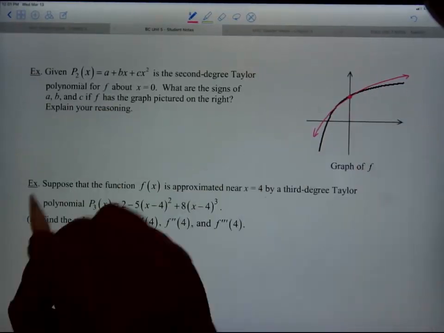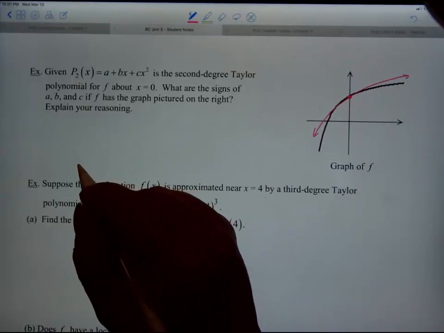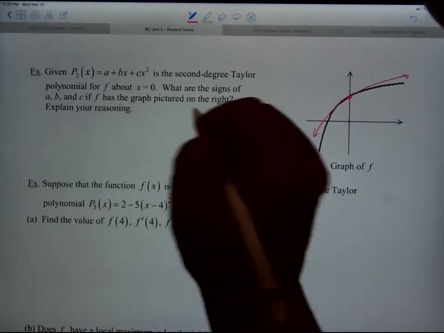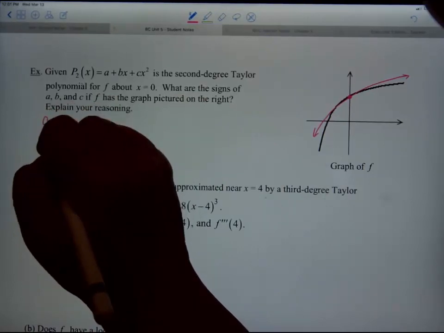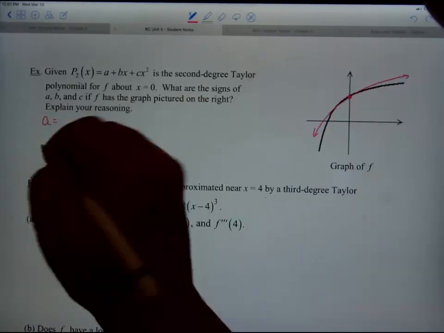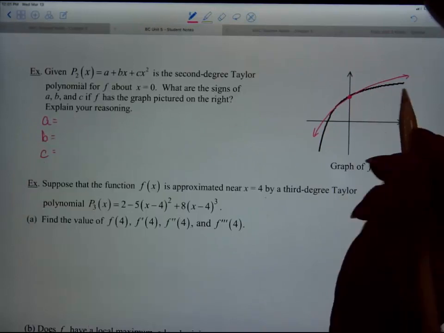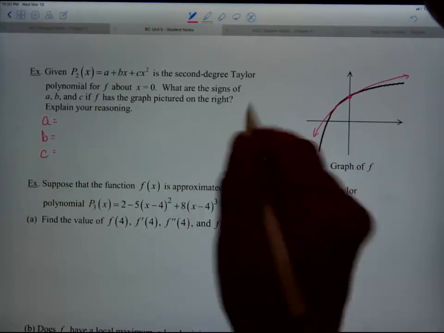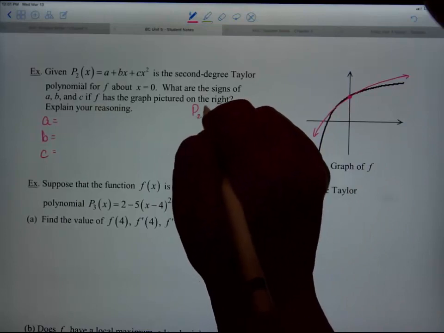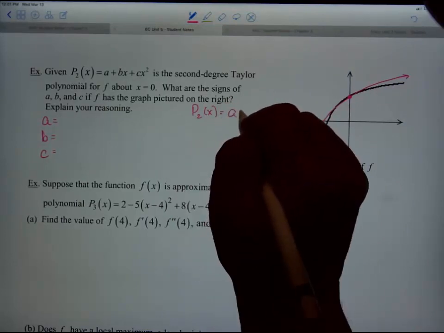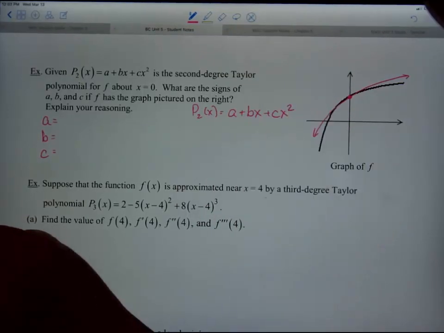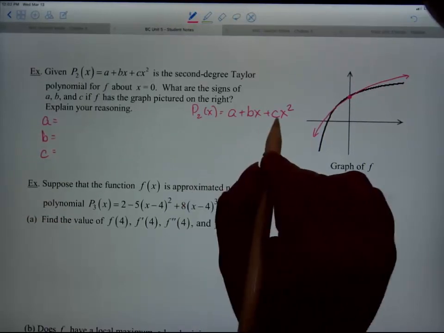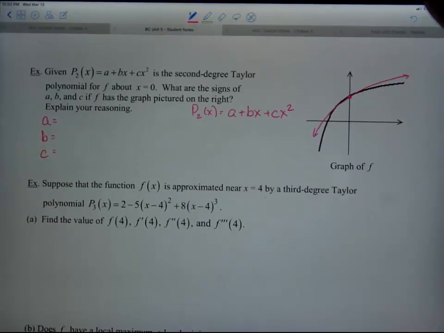So we know that both the graphs touch at 0, okay? So we're going to find the sign of a, the sign of b, as I wrote a again, and the sign of c, and we're going to write them over here, and y. And I'm going to do some work over here. So P2 of x equals a plus bx plus cx squared. I know that looks backwards, but that's the way that Taylors are built. They start with no x, then 1x, then 2x's, and so on, okay?